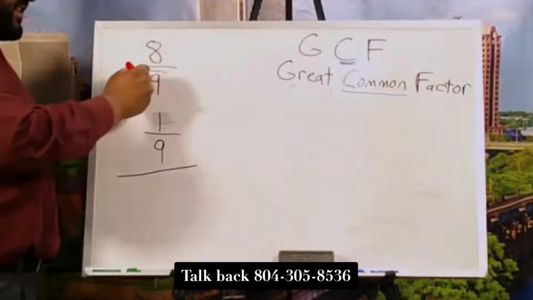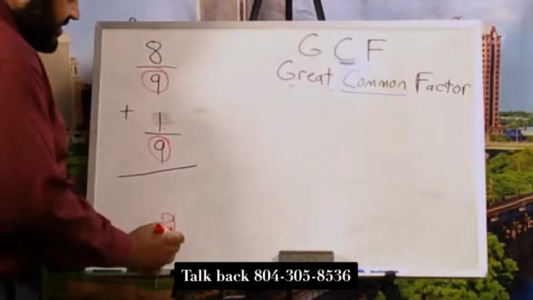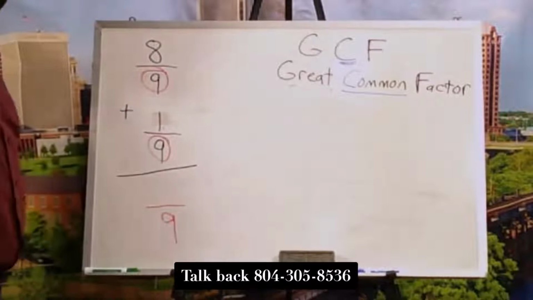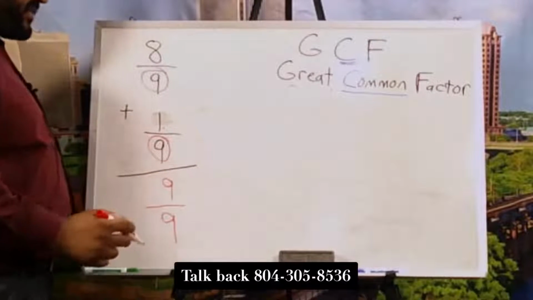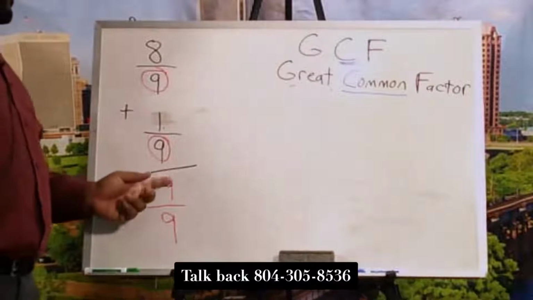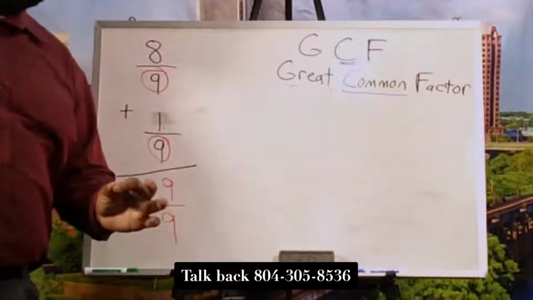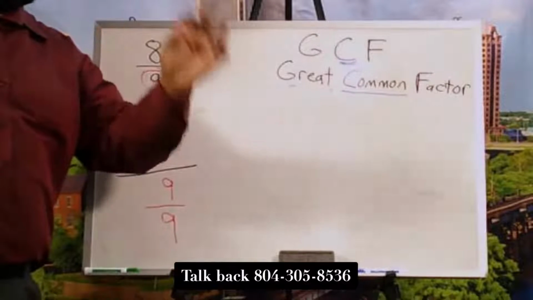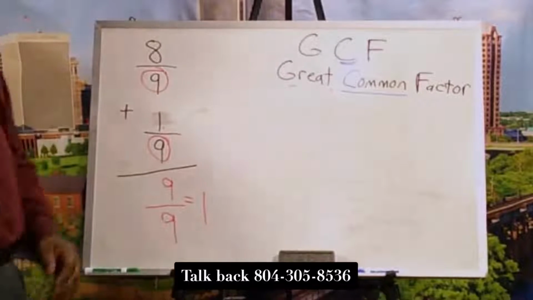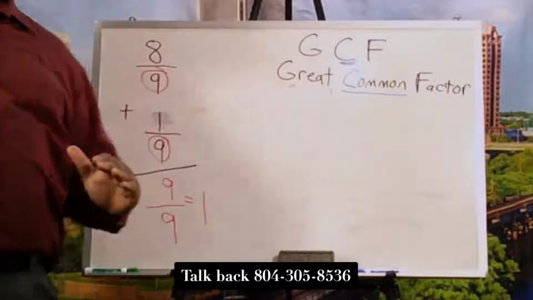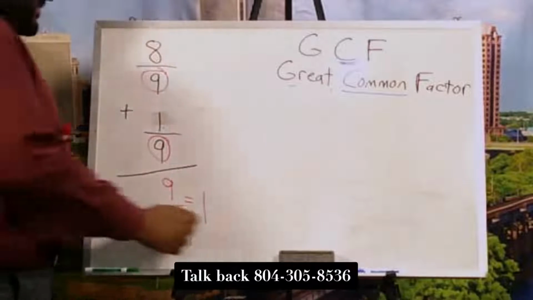Watch this. I have a 9 here and I have a 9 here. So I'm going to bring my 9 down here because my denominators are the same. What's 8 plus 1? 9. Okay. Anytime your numerator and your denominator are the same, it's going to equal 1 whole. And sometimes that's going to happen.